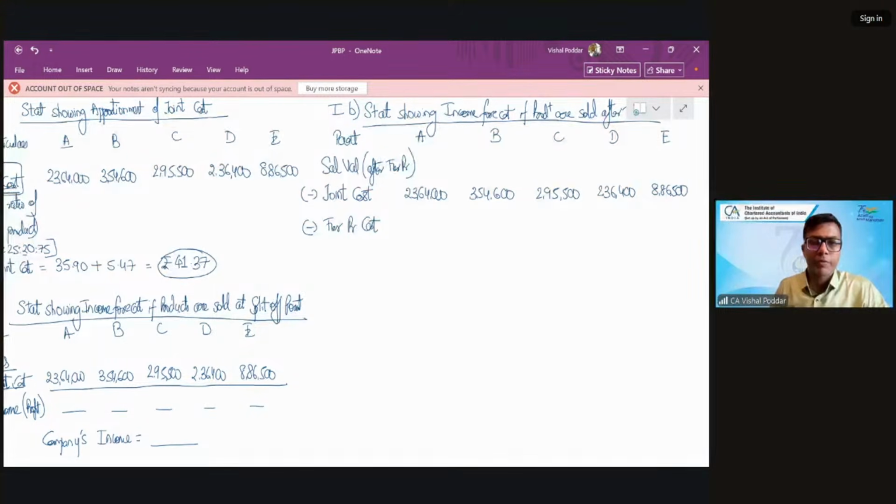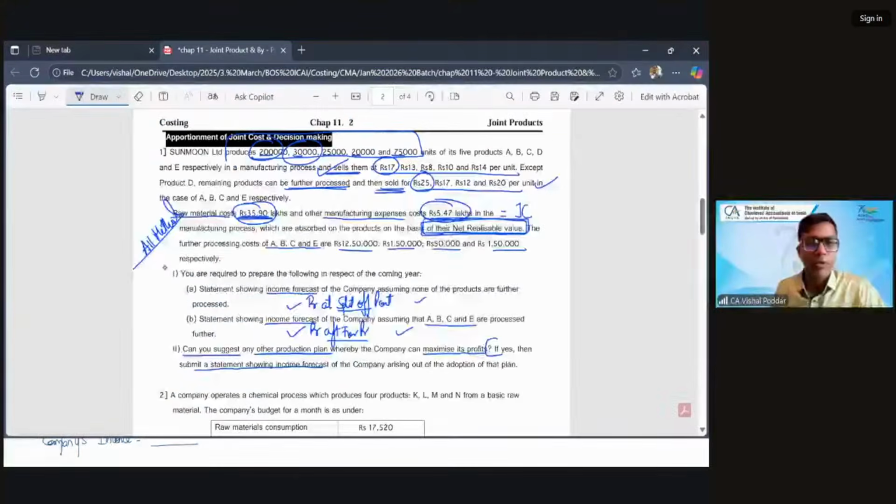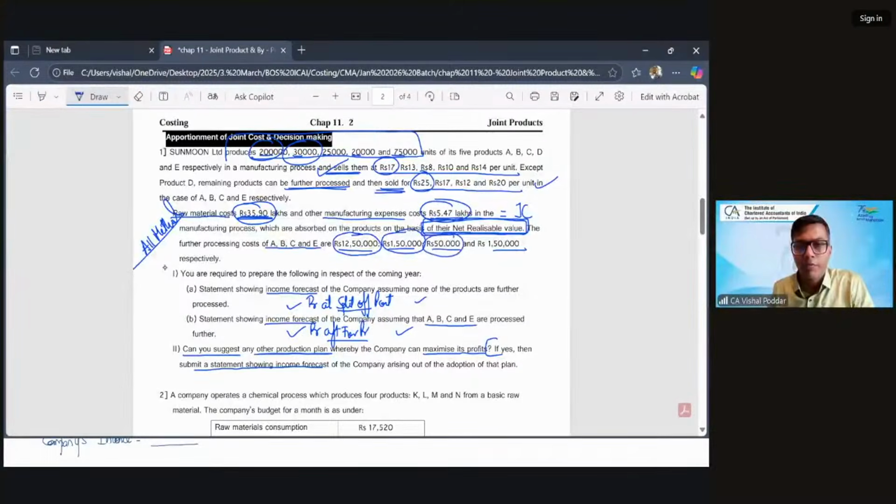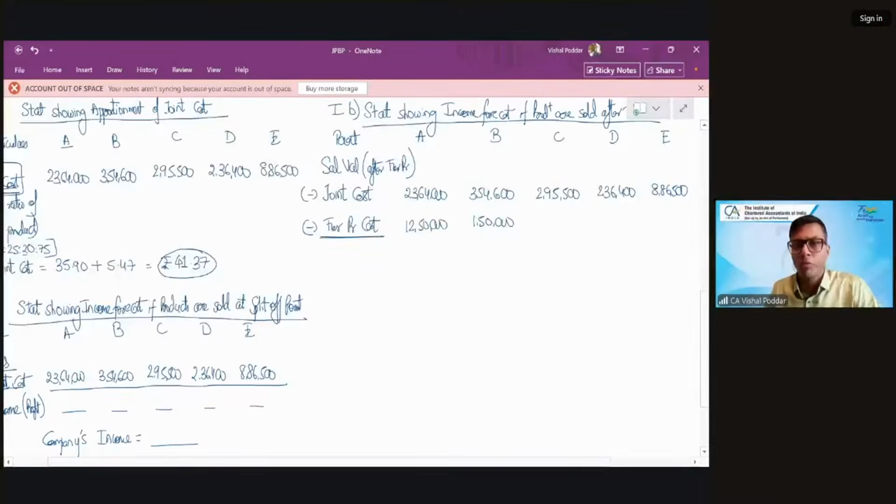Now see, further processing cost. If you are further processing, you'll incur some cost. What are these costs? They are given here. 1250, 150, then 50 and 150. You have to know that D cannot be sold, so there will be no further processing cost of D.